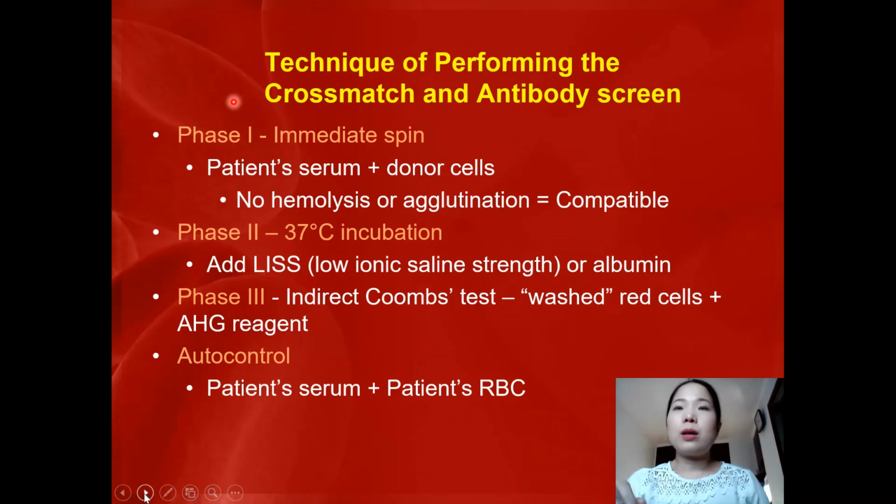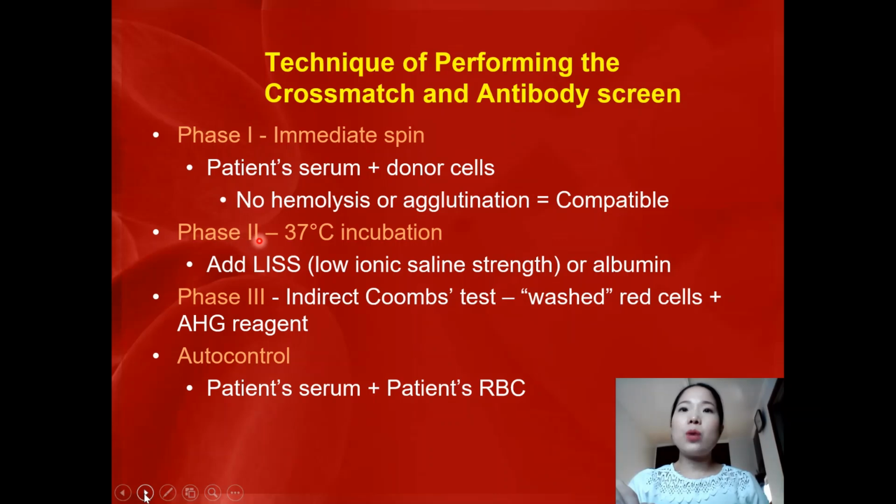So these are the techniques of performing the cross-match and antibody screening. The first phase is the immediate spin. You get the patient's serum and the RBC donor cells. There should be no hemolysis or agglutination for us to say that it is compatible.